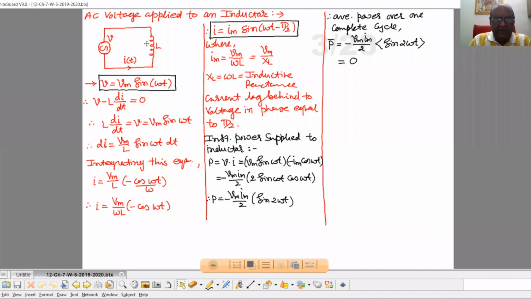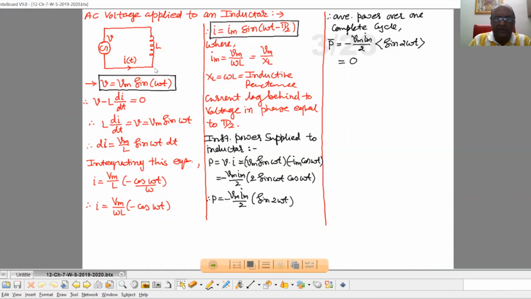Now see, AC voltage applied to an inductor. Prepare the circuit as shown in the figure. AC voltage is connected to the inductor. At a particular instant, the current in the circuit is I at time t. Now, suppose the supply voltage V equals Vm sin omega t.